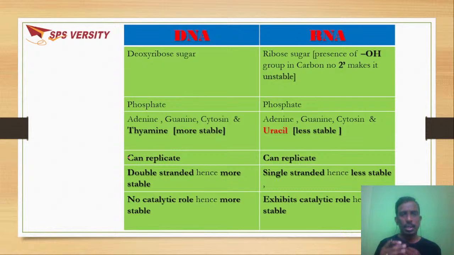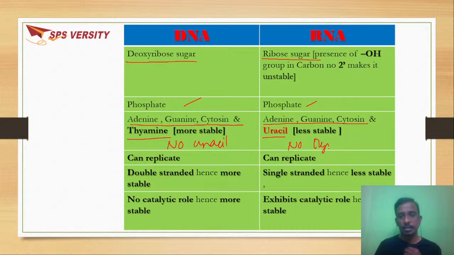Now we'll see the difference between DNA and RNA. DNA's full form is deoxyribonucleic acid. RNA is ribonucleic acid. DNA has deoxyribose sugar, whereas RNA has ribose sugar. Both have phosphate. DNA has adenine, guanine, cytosine and thymine, with no uracil. RNA has adenine, guanine, cytosine and uracil, with no thymine.